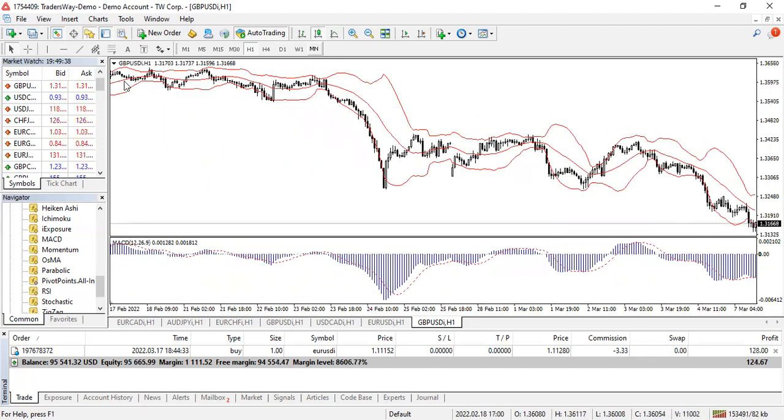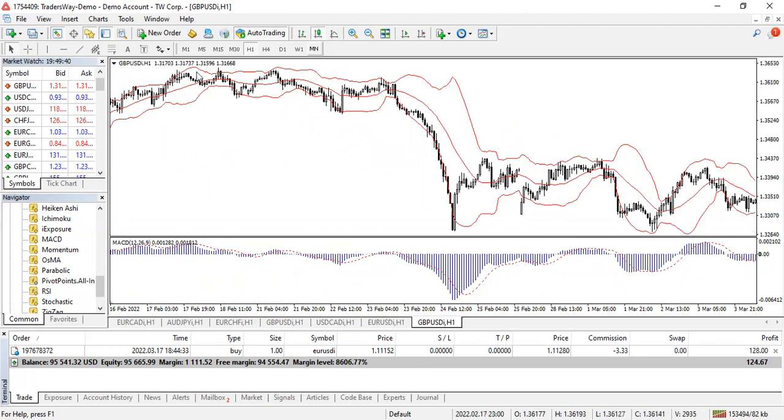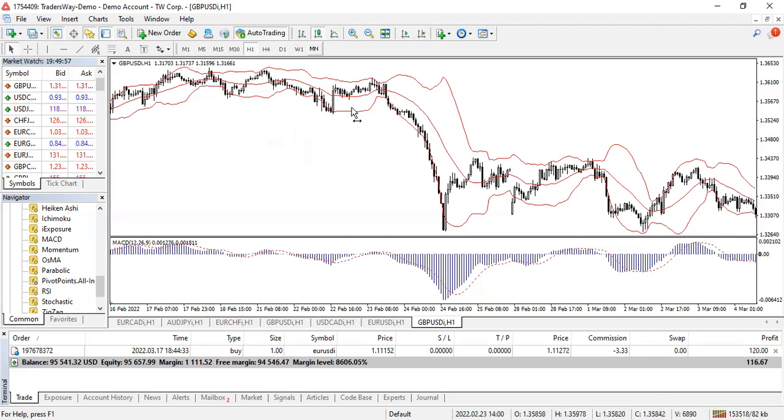But as the market is ranging here, I can't enter any trade. I can't enter a trade here because there is no volatility in the market since the market is ranging, and the space in between the bands is not much. So I won't enter any trade here.